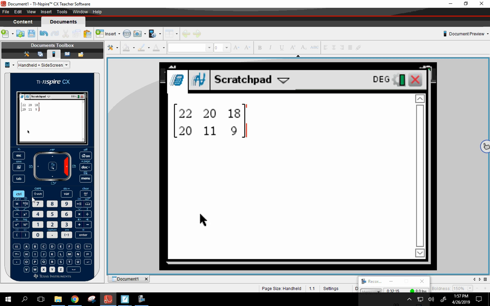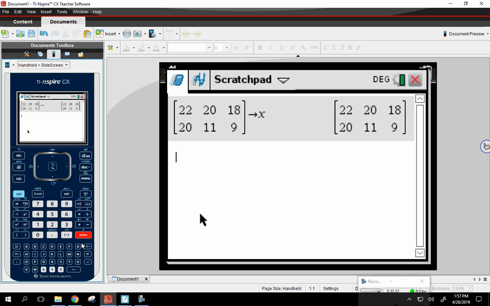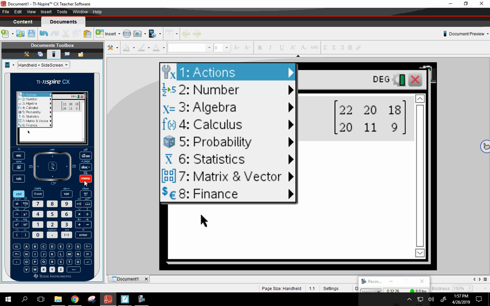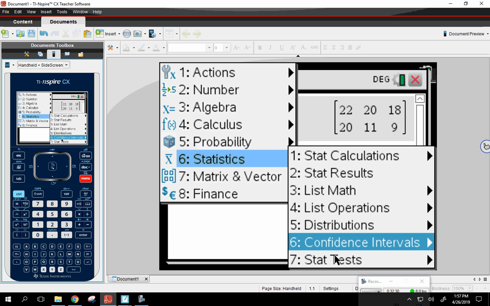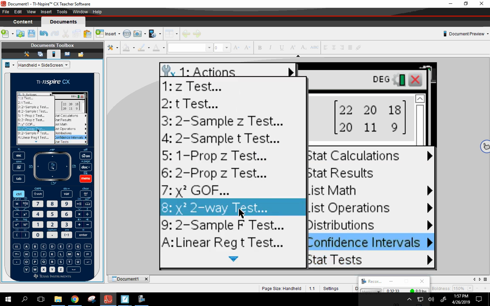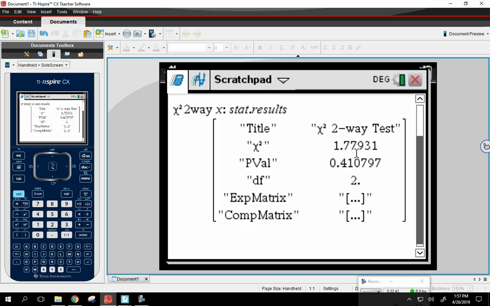Okay, now what? We want to store it. So control variable, and you can store it as whatever you want. We'll say X. Next, menu. Okay, so statistics, stat tests. Chi-squared two-way because we have a contingency table. There we go. So we'll type in X, the matrix we want. And there's that 1.78 they gave me. The p-value is here. Degrees of freedom.